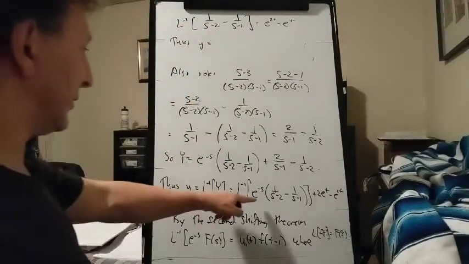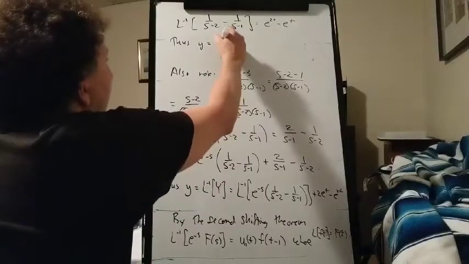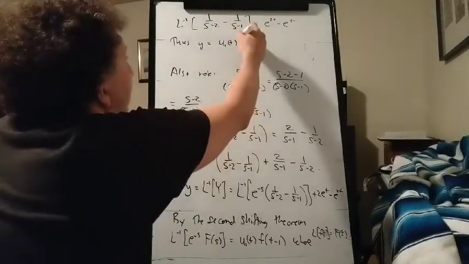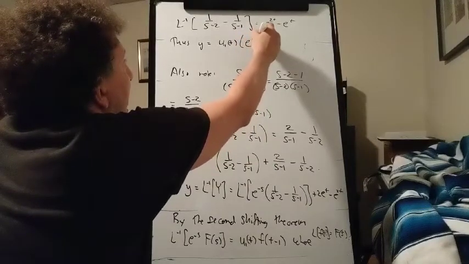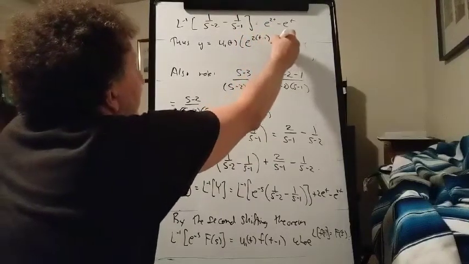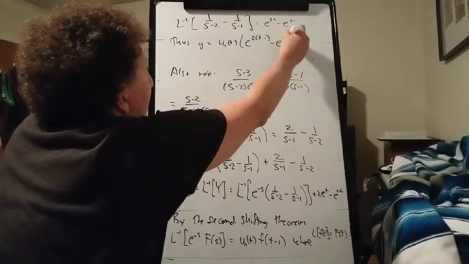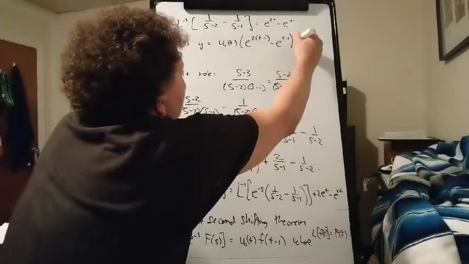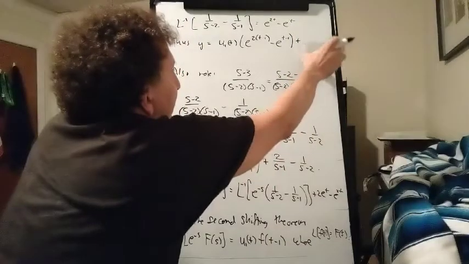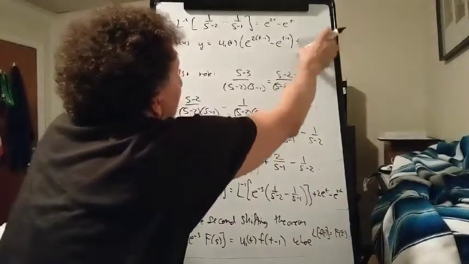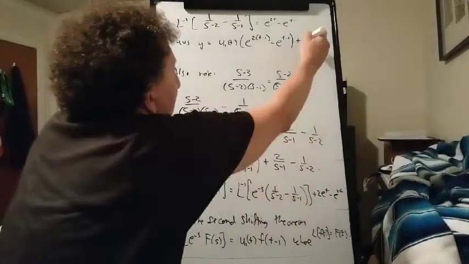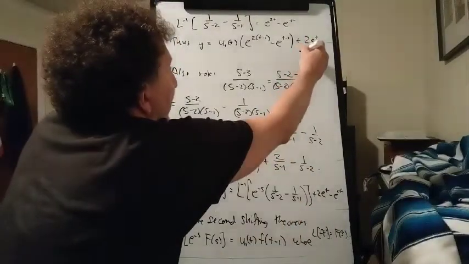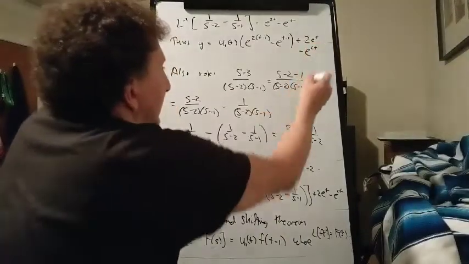So y equals u1 of t times e to the 2(t minus 1) minus e to the (t minus 1), plus 2e to the t minus e to the 2t.